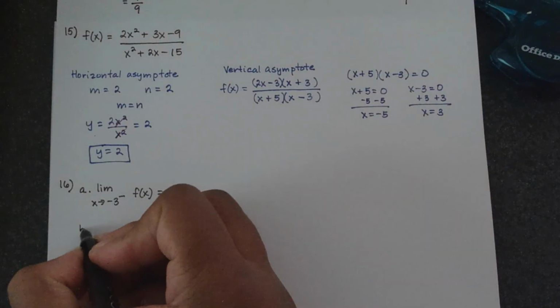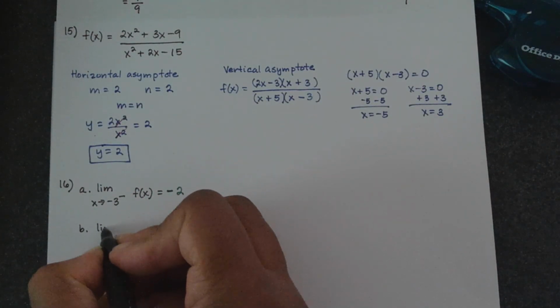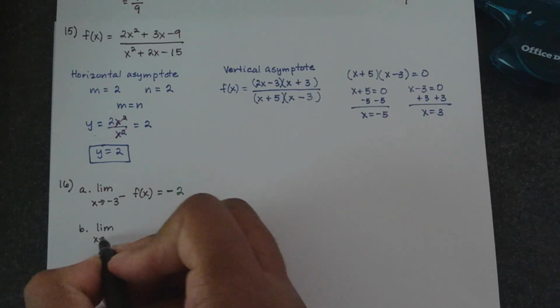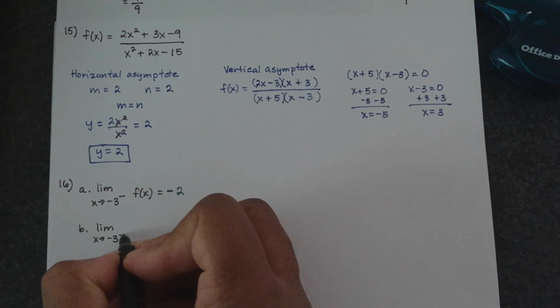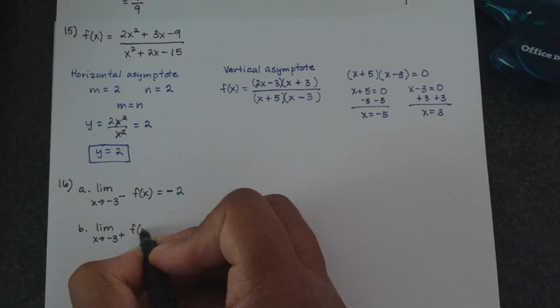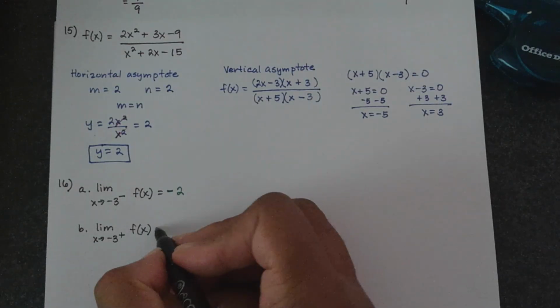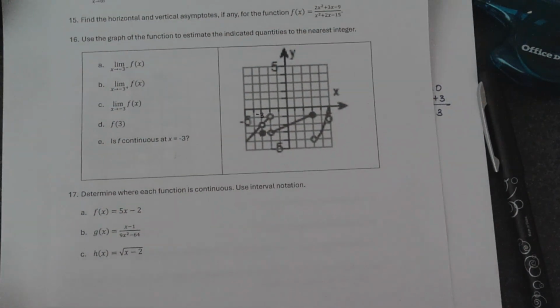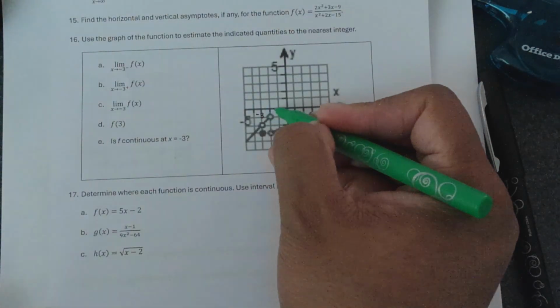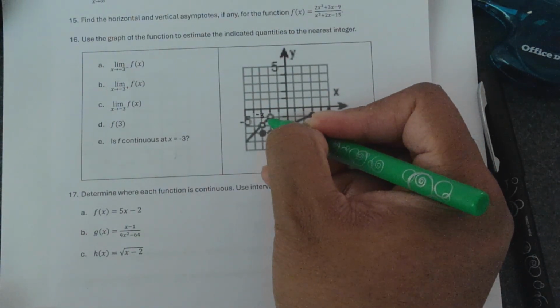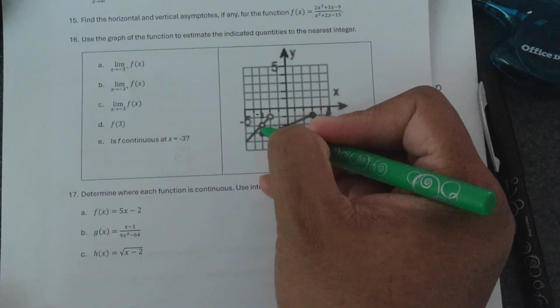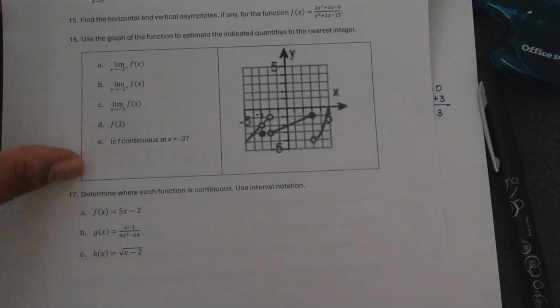Okay, and then from the right, the limit as x approaches negative 3 from the right. Would it be positive 2? It's not positive 2. Oh, negative 2 again. Take a look here. Here's negative 3 coming in from the right. This graph right here gets closer and closer to negative 2.